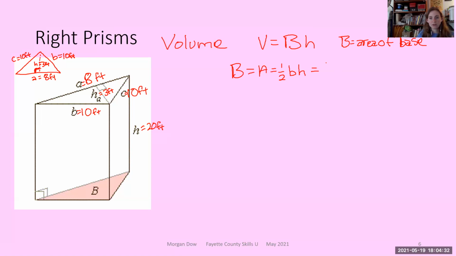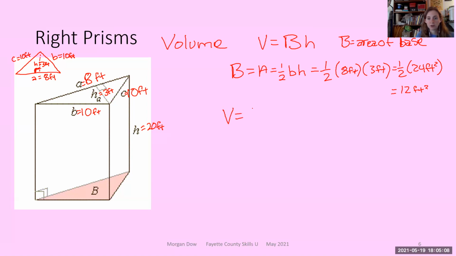So the area of this triangle is going to be half of 8 feet times 3 feet. So 8 feet times 3 feet gives us 24 square feet, but we want half of that. So half of 24 is going to give us 12 square feet. So the area of that triangle is 12 square feet. Now we're ready to go ahead and calculate the volume of this entire prism.